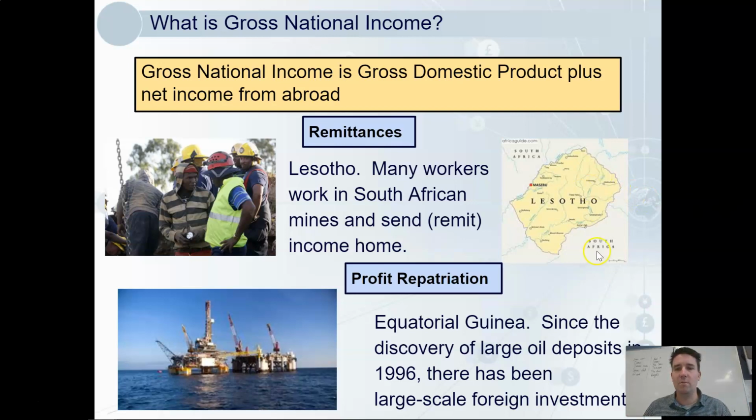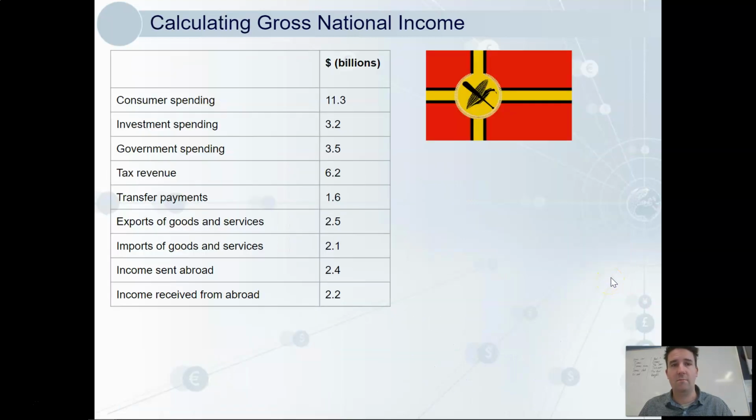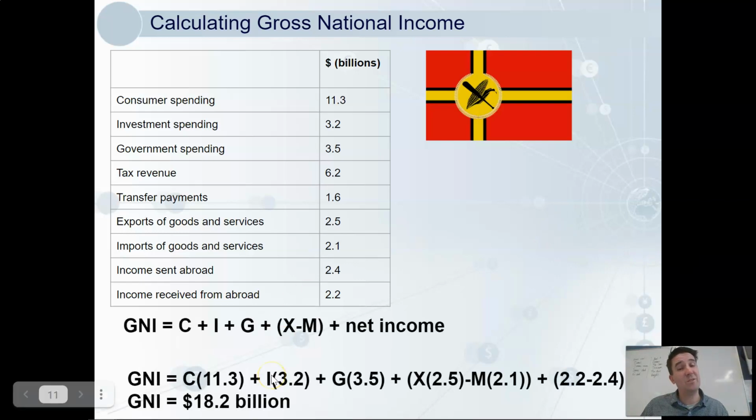Now, we'll go over this again in class because people find that a little bit confusing. One way of calculating GNI is pretty much the same. So I want you to have a go at this. So pause now, have a go, and then we'll go through it. Okay, so hopefully we got 18.2 billion.